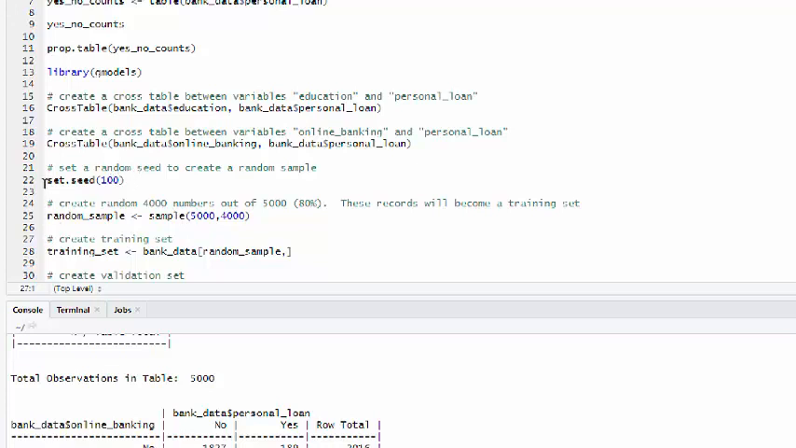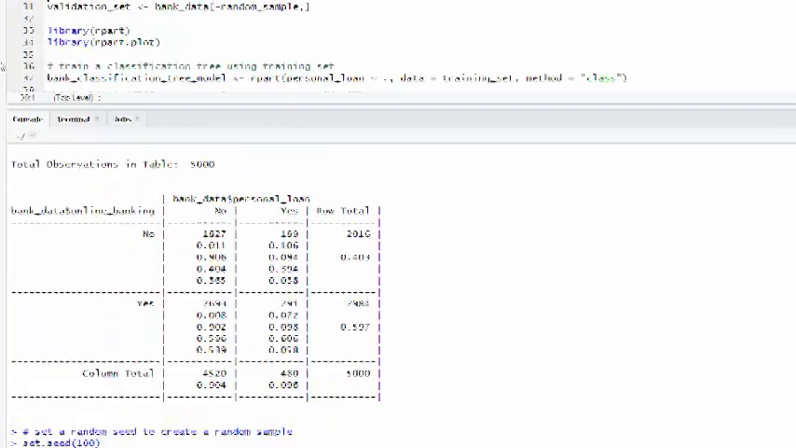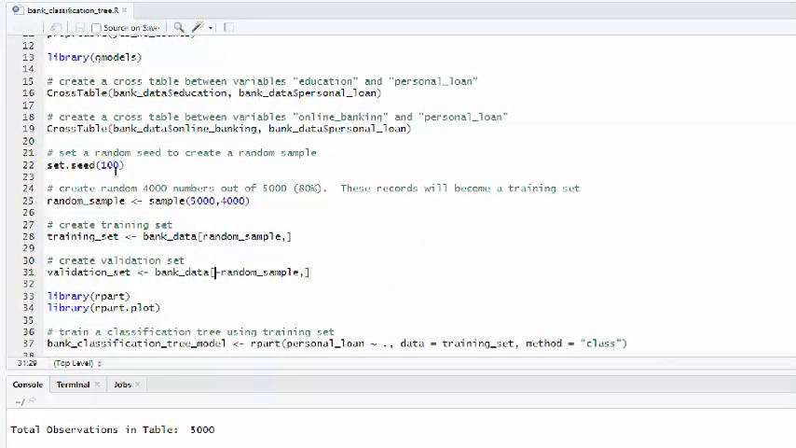And after that, this is the part where we create the training and validation set. We're saying all the records from my original data set, bank data, that have indices, the record index number, indices given by this random sample, that's going to be my training set, 4,000 records, right? So if I run this line, it's supposed to give me the training set, and whatever is left, that's why we use the minus sign right here, is becoming the validation set, right? It's going to be 1,000 records.